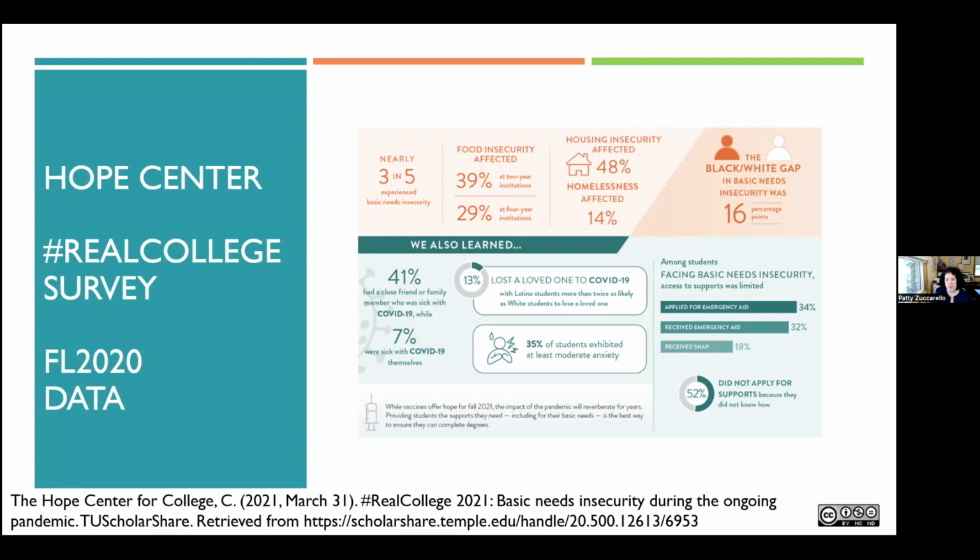I also think it's interesting if you look in the lower right-hand side of this graph, where it's talking about students accessing supports to help with those basic needs. And about half of the students surveyed didn't apply for any supports because they didn't know how. So again, I think that's a big part of your work as liaisons, is that navigation piece and helping students know what's available and then helping get them connected to that.